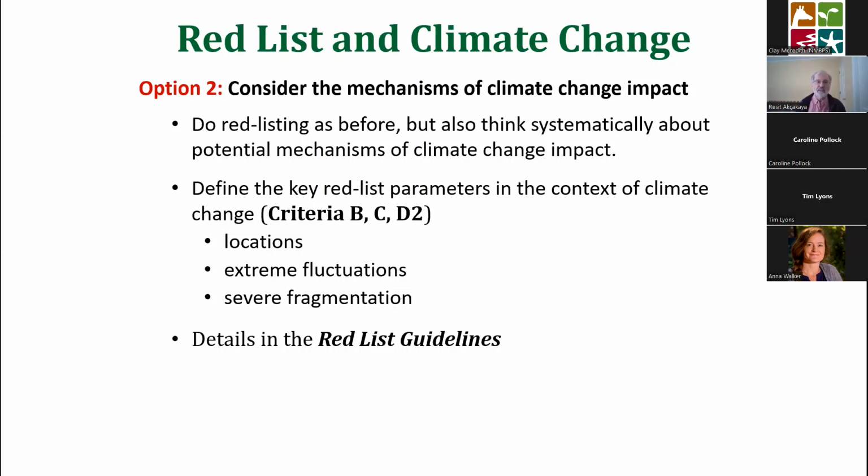Now, you can make a lot of these kinds of projections based on life history of the species and known climate exposure in the region, right? And the guidelines also give a lot of information about how to define key Red List parameters in the context of climate change. In particular, locations can be defined based on the effects of climate change. And even just knowing that and using location in that way can increase the threat status of a species.